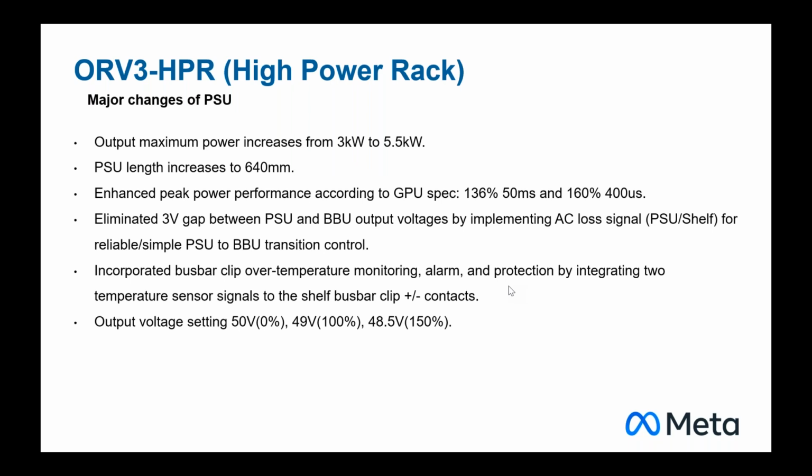Originally the PSU setting is 51 volt at 0% load. I dropped it by 1 volt. Original ORV3 PSU output is 48 volt at 0%, so there is a 3 volt gap between. I decided to drop the PSU voltage by 1 volt and increase the BBU voltage by 2 volt and meet in the middle, because I also increased the droop by 0.5 volt. So this number is flexible.